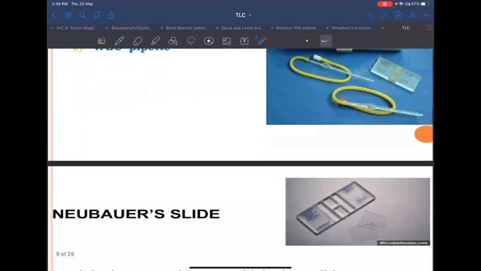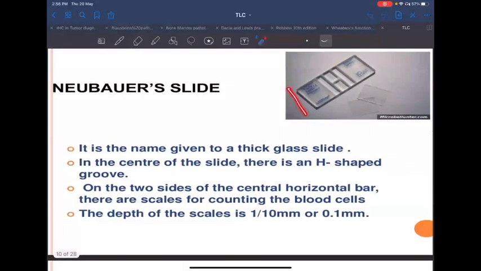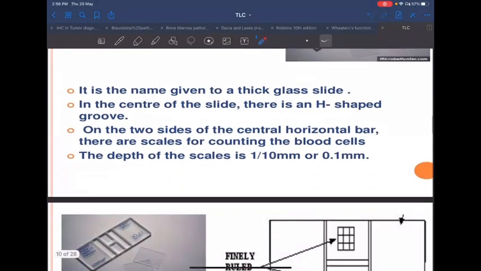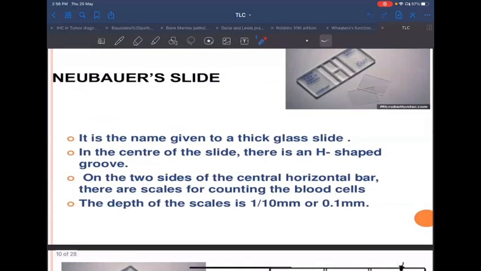Now, what is this? This is a Neubauer slide. And what's the difference between a Neubauer slide and a Neubauer chamber? When we cover the Neubauer slide with a cover slip, it's known as a Neubauer chamber. So it is a thick glass slide, and in the center of the slide there is an H-shaped groove. On the two sides of the central horizontal bar there are scales for measuring the cells.